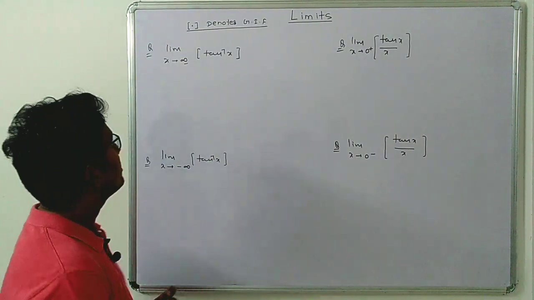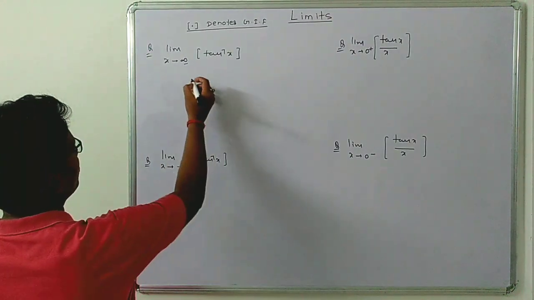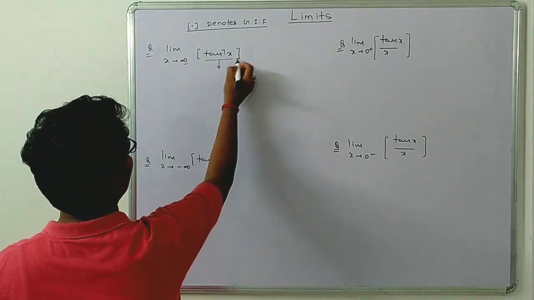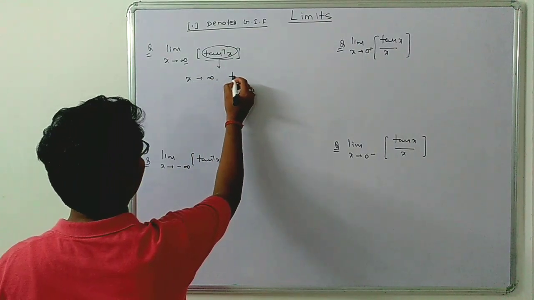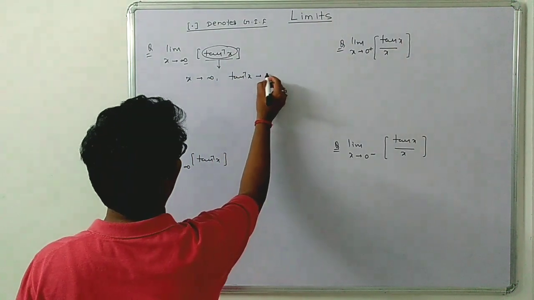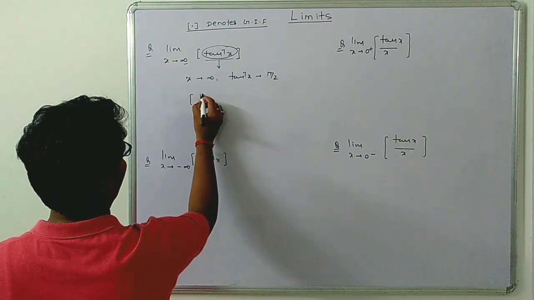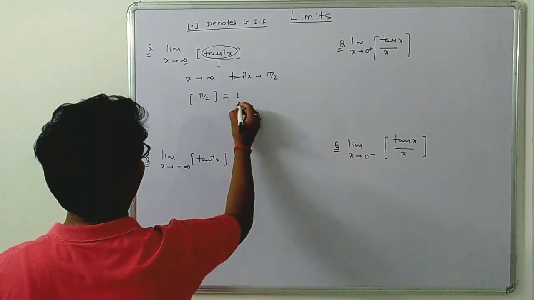The first question is limit x tends to infinity of the greatest integer of tan inverse of x, right? As everyone knows the domain and the range of tan inverse x, when x tends to infinity, common sense, tan inverse x tends to pi by 2. So can we say that the greatest integer of pi by 2 is equal to 1, correct? So that's the answer, right?